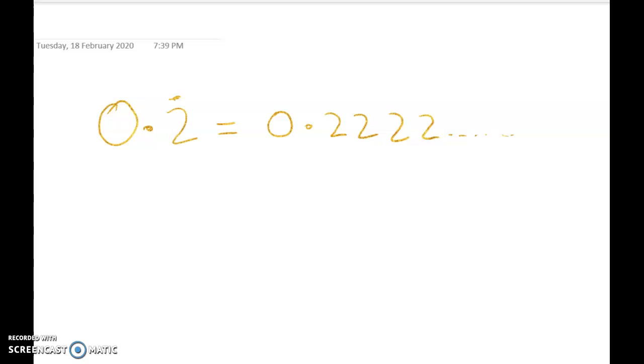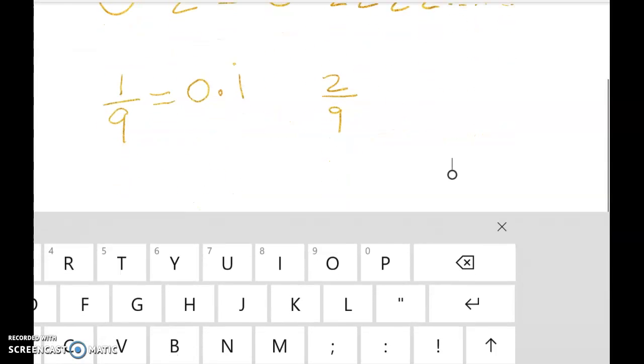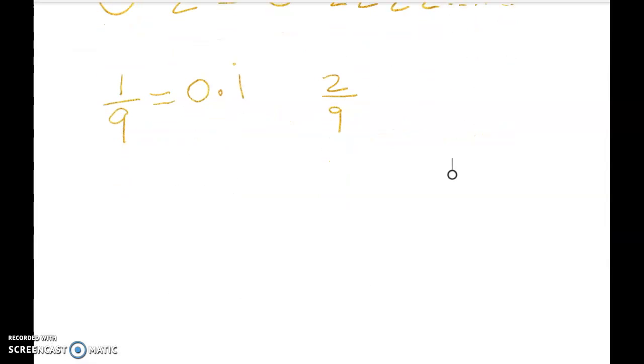Now for that one, a lot of you watching this probably can spot that 1/9 is equal to 0.1 recurring, and so 0.2 recurring is probably going to be 2/9. So we kind of already know the answer, but let's have a look at how we could get there, because the method is going to help me with all recurring decimal to fractions problems. And I think it's pretty cool. So we're going to use a little bit of algebra.